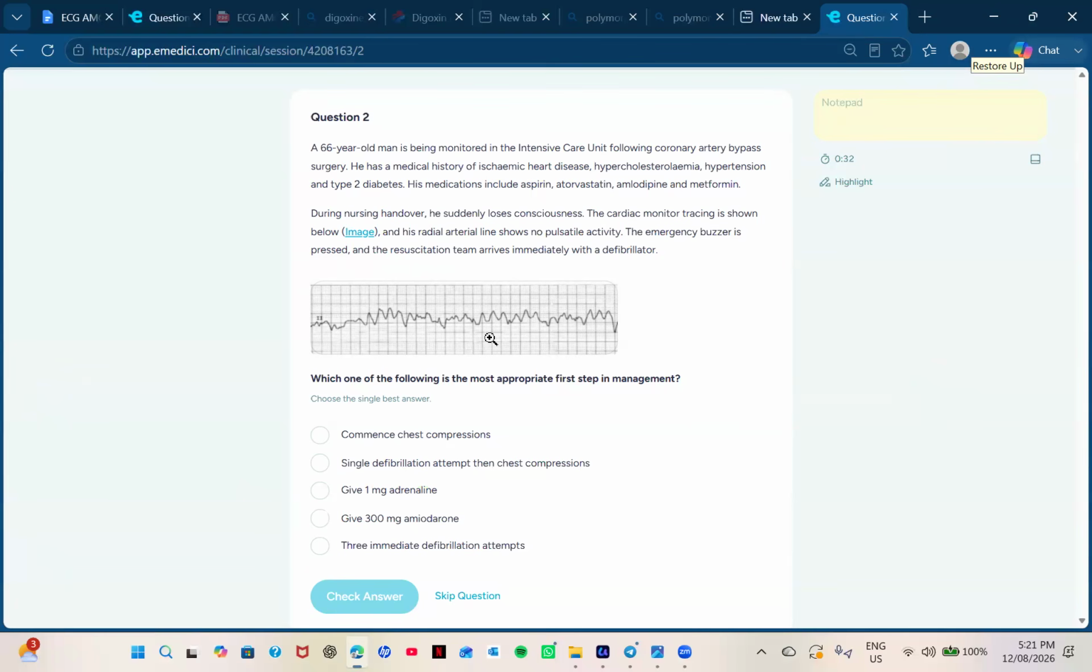The emergency buzzer is pressed. Resuscitation team arrive immediately with defibrillator. Which one of the following is the most appropriate first step in management? Now tell me, doctor. This is very important. I want to explain. Tell me. What about the doctors?